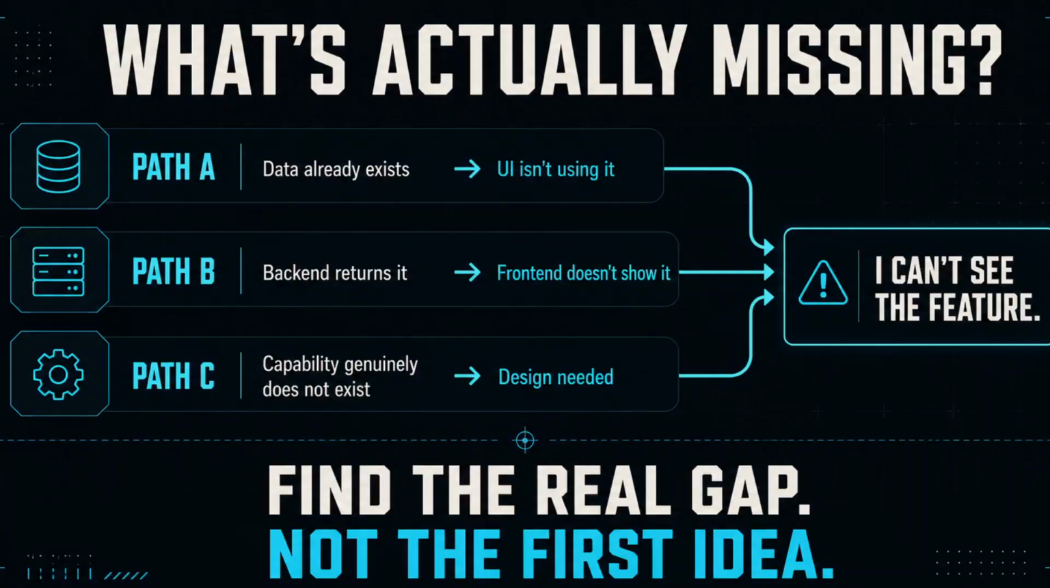What is actually missing? Now we get to the gap. This is where we need to be precise. Because there's a big difference between I can't see the feature I want and I know exactly what capability is missing.